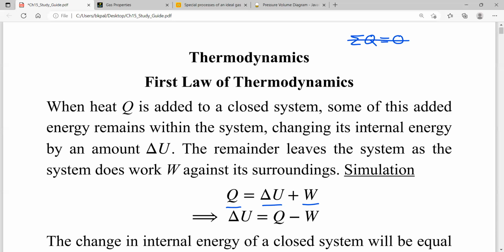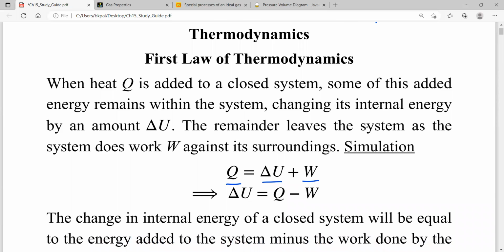It says that when heat Q is added to a closed system, some of this added heat remains within the system, changing its internal energy by an amount delta U, and the remainder leaves the system as the system does some work W against its surrounding. So that means Q, the heat added to the system, is equal to delta U, the change in the internal energy of the system, plus the work done by the system. So W here is the work by the system.